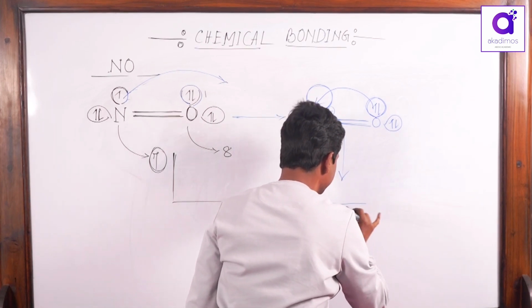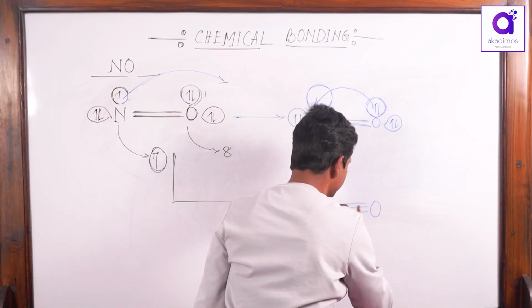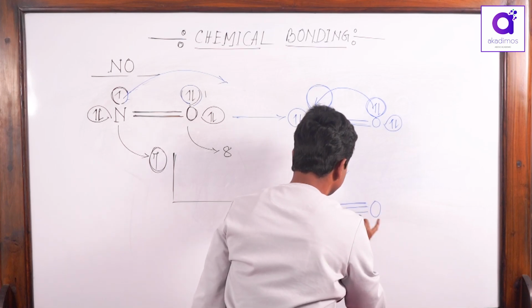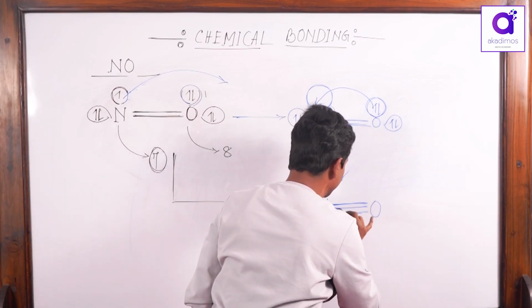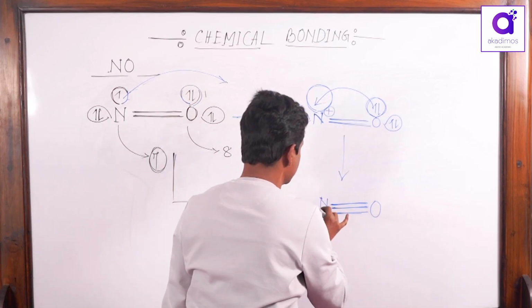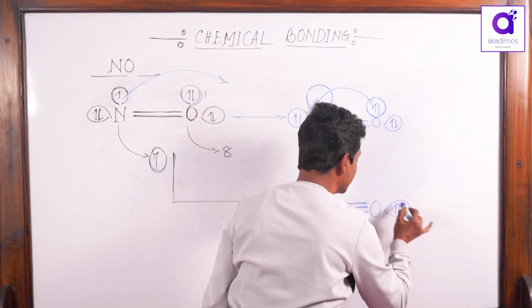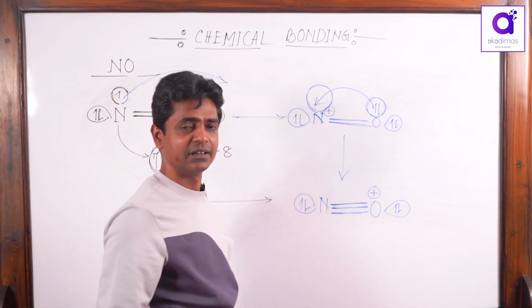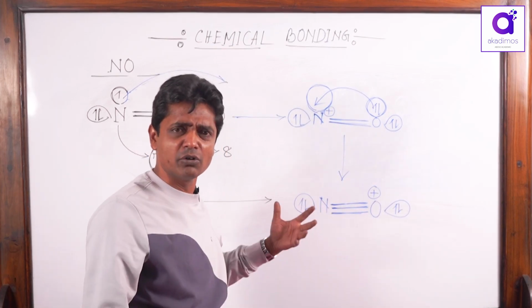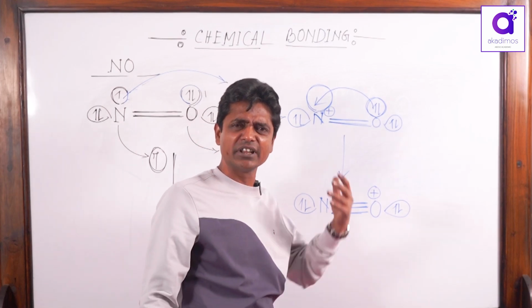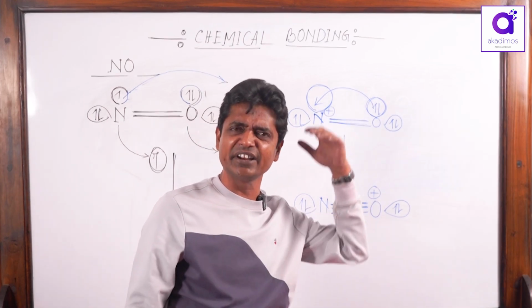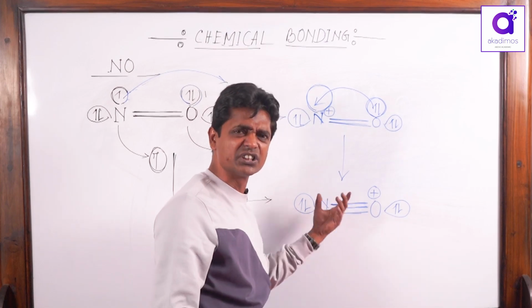And what do we get? You will get an N triple bond. It was N double bond O. Now you got N triple bond O, and the plus charge goes on oxygen. What advantage did you get here? It is a triple bond, and you know an additional bond means more than 200 kilojoule per mole of energy release. That means it is hugely stable.